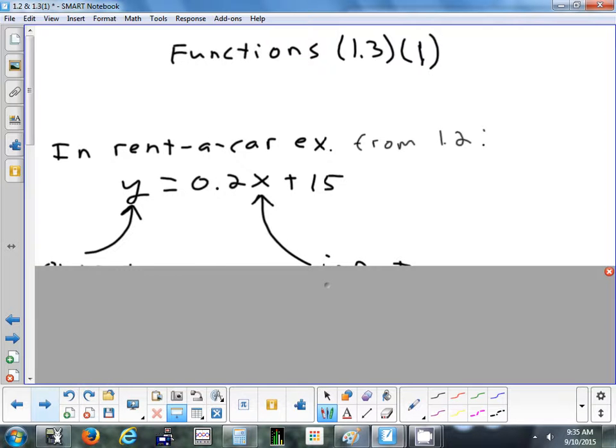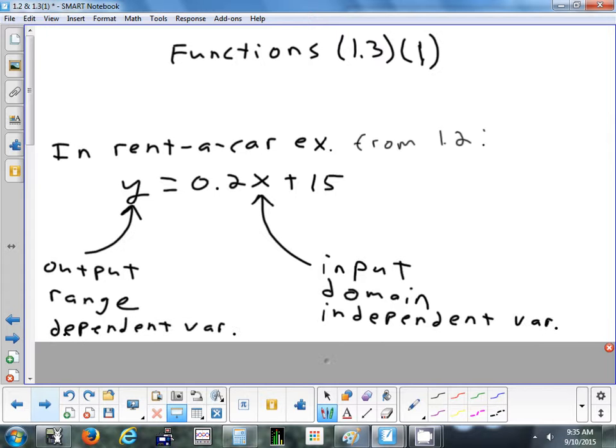In that first example we did about renting a car, I told you that the x and y have names. I already gave you some of them. I said x was called the independent variable, and y is the dependent. You can also call it input and output. You plug in for x, you get something out for y. The other name, and we're going to use this one quite a bit, is called domain and range. You guys really just did this on the last problem.